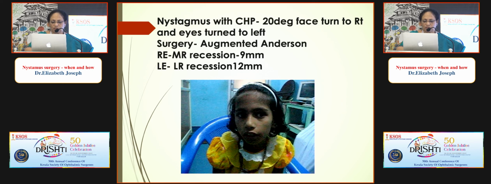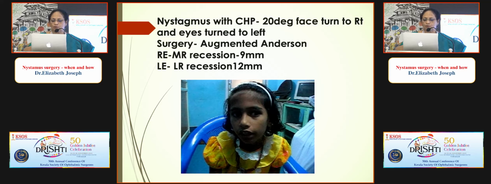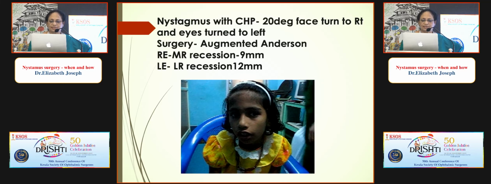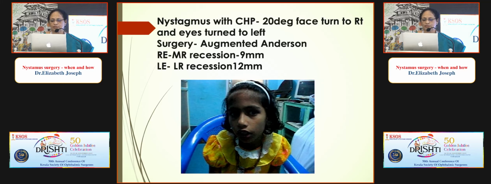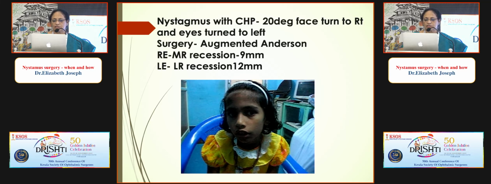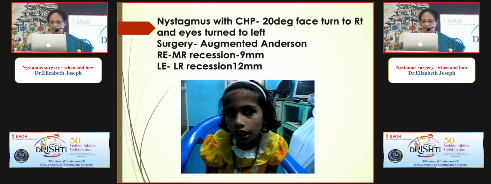See, just watch the video of this child. She has got only a 20-degree face turn. Now the child is reading the Snellen's chart with a small face turn, 20-degree face turn. This child underwent only augmented Anderson procedure, where the right medial rectus was recessed 9 millimeters and left lateral rectus 12 millimeters recession. That is Anderson alone, because the face turn is small.